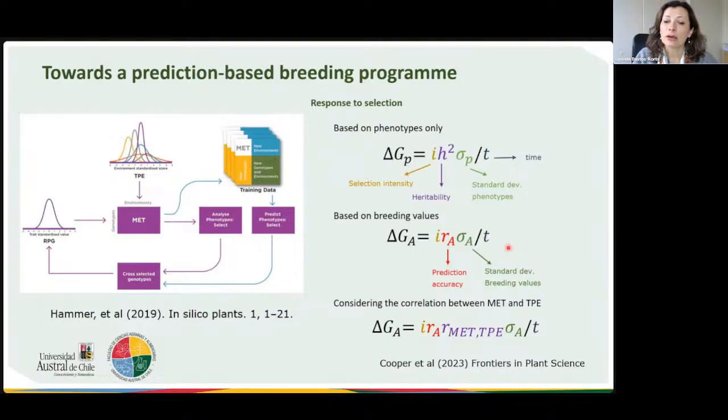But I also need to think about how the trial that I performed to train those models represents, or does not represent, the TPE. This is why, in the paper by Cooper, they add this component of correlation. So how similar are the testing conditions to those that are to be expected when grown by farmers? Then we really have the full picture of what genetic gain could be. It's slightly more complex than what we were thinking a few years ago.